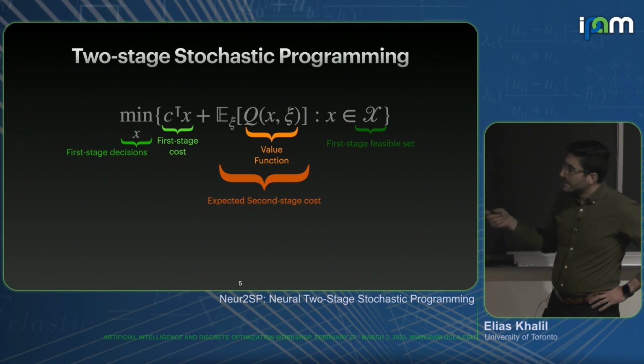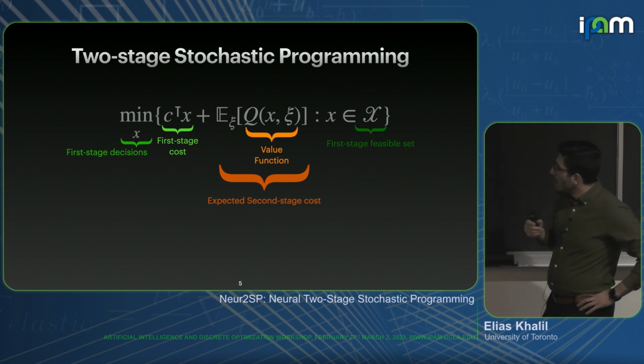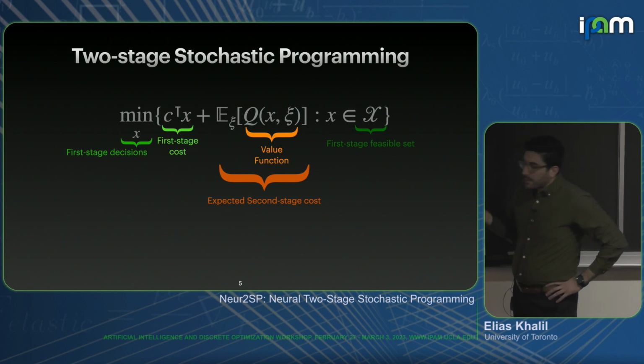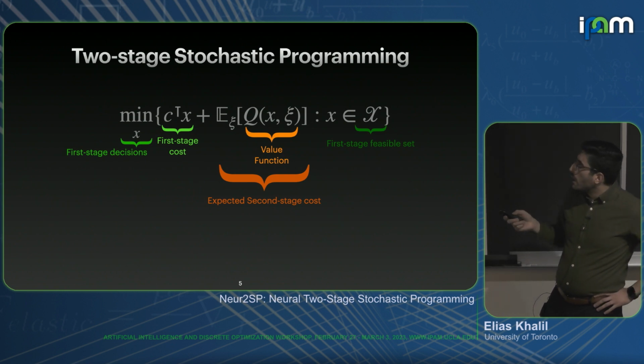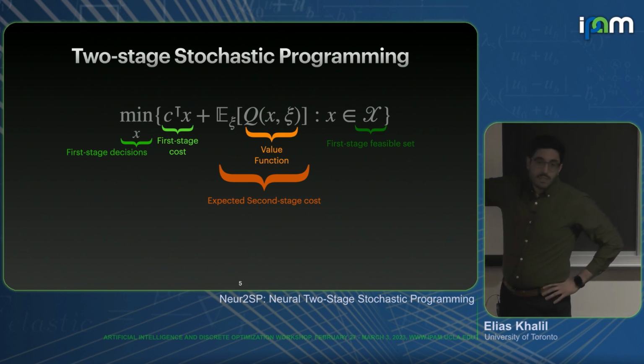So for the previous examples, this psi here is just which customers need to be served, okay? And that's a random variable. So think of it here as a vector of zeros and ones, okay? And you'd like to minimize the expected cost of, say, serving those clients, except that depends on your first stage decision, right?